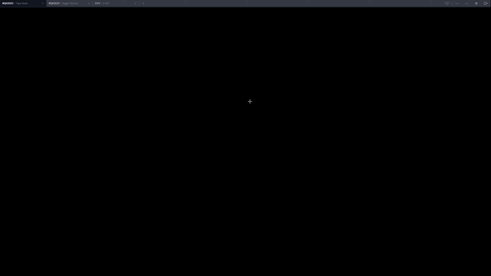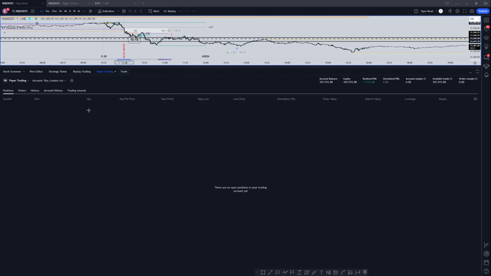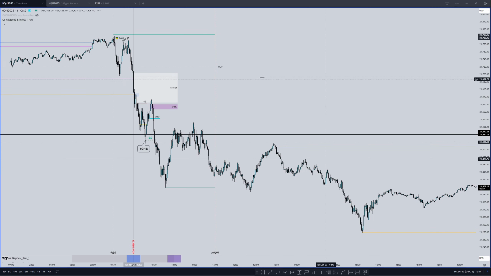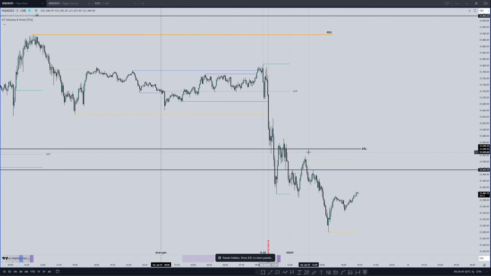You can start to look at lower time frames. Let me turn off this paper trading really quick. You can see where the setup was. So if you go to the 5-minute, remove all of this really quickly.